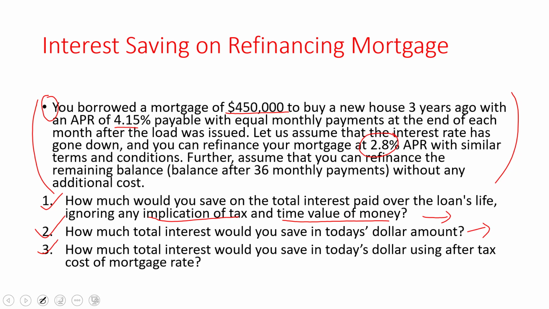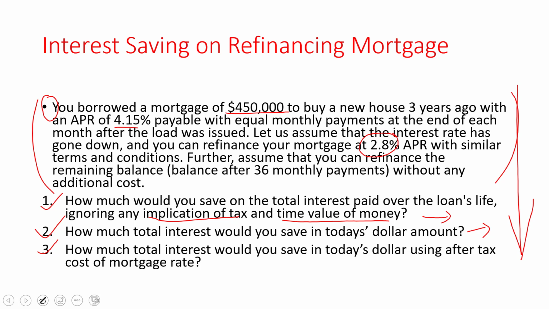And part 3 considers the implication of tax and asks you to compute what is the total interest saving in today's dollar amount using after-tax cost of mortgage, which means usually the interest you pay on your mortgage is tax deductible. So there is some implication of tax on the interest saving. So if you consider that part, how much total interest would you save in refinancing this mortgage? This is the overall problem, and I'm going to do this problem in Excel without using any complex formulas.